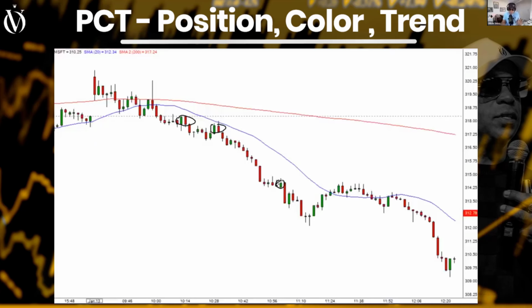This one is a little far, but the risk is small because my stop is there. I'm playing under the green with a stop above the green. Now, all of these plays, this color play, let's run them through the PCT test.